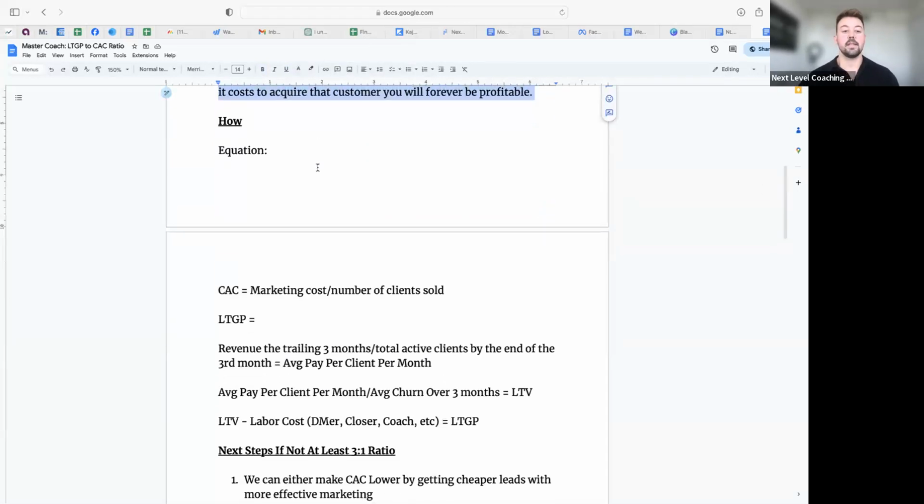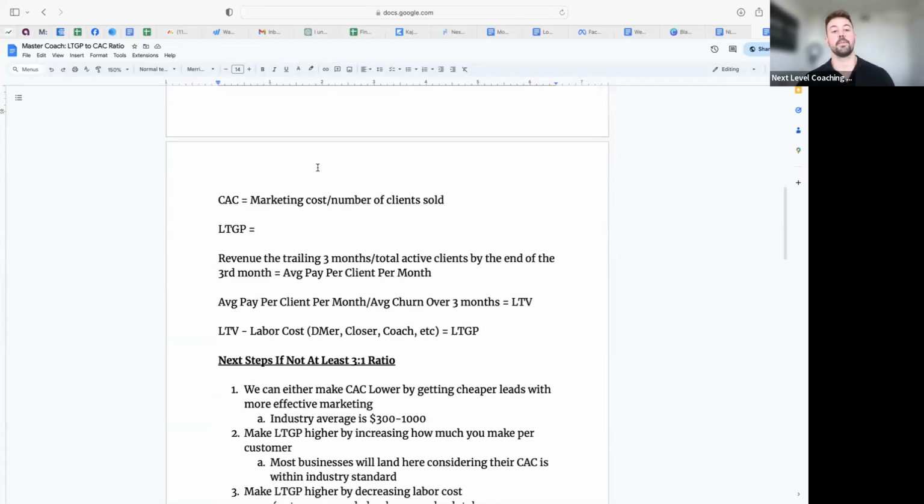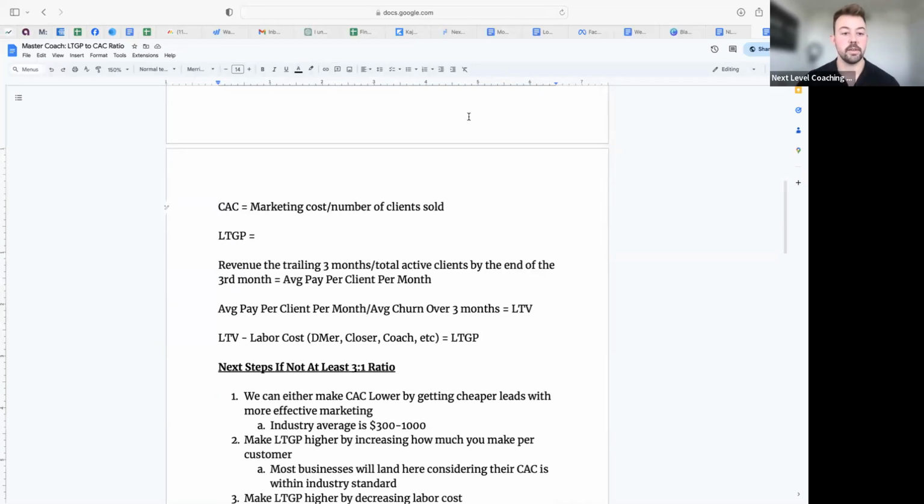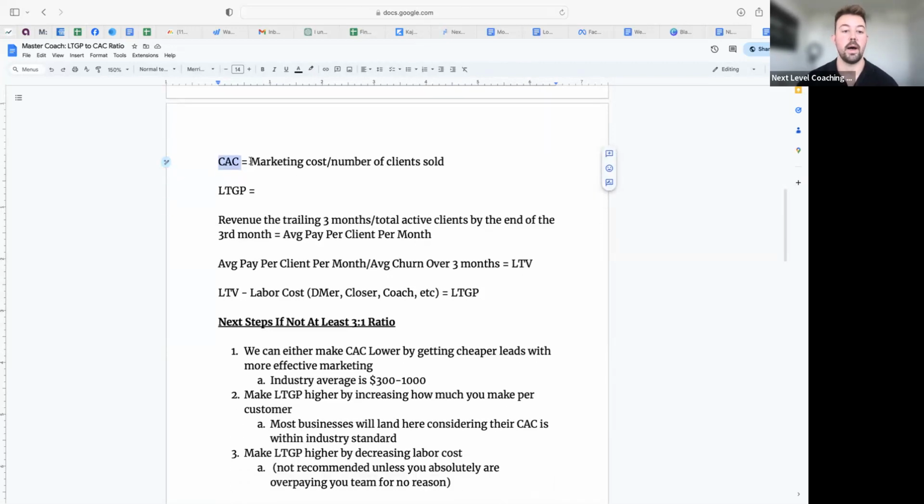Well, let's get into the how. Let's get into the equation. The first term that we need to figure out here is cost of acquisition. So how the heck do we find our CAC or our cost of acquisition? This will really apply for you if you are running ads.